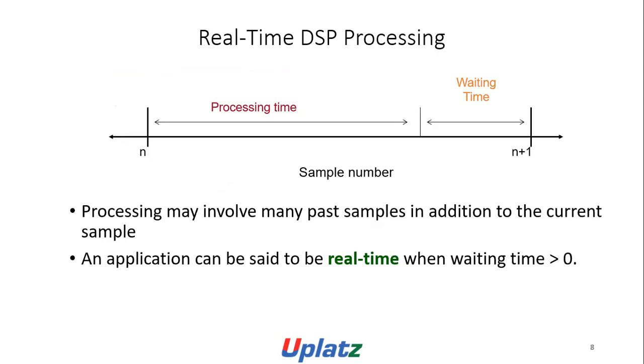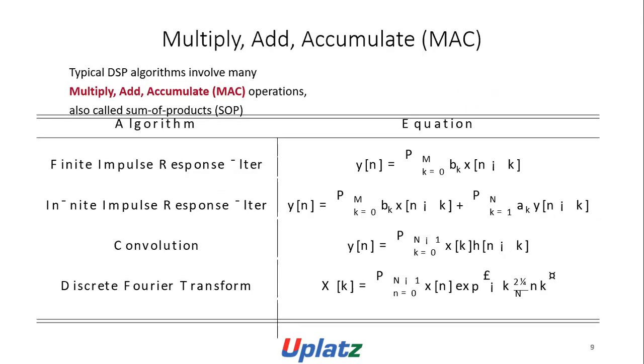Between a sample n and n plus one, we have a major time, which is processing time, and there's a waiting time, where n and n plus one are the sample numbers. Processing may involve many past samples in addition to the current sample. An application can be said to be real time when the waiting time is greater than zero. Multiply, add, accumulate, MAC. Typical DSP algorithms involve many multiply, add, accumulate, MAC operations, also called sum of products, SOP.